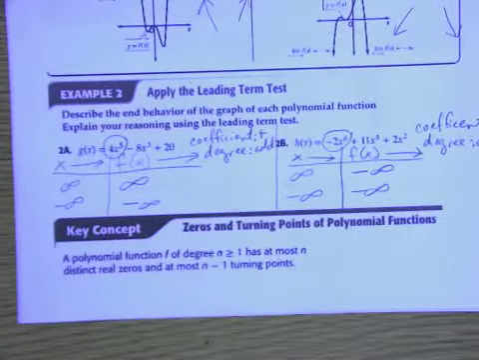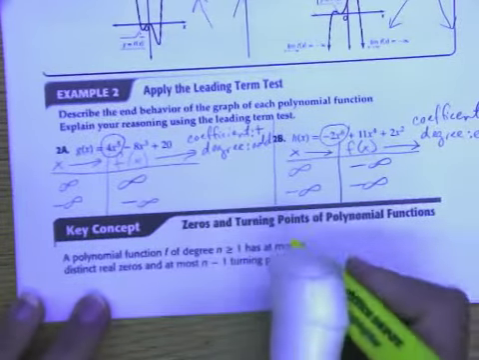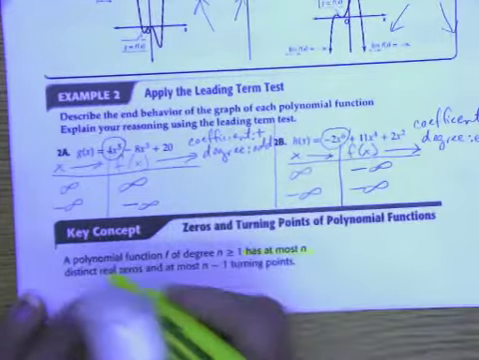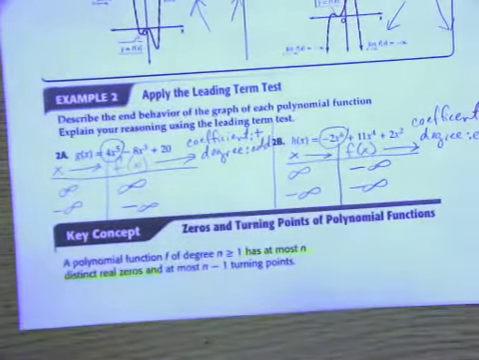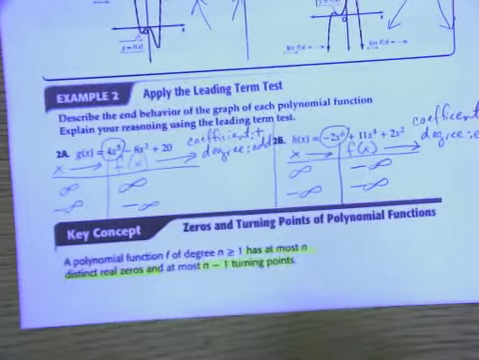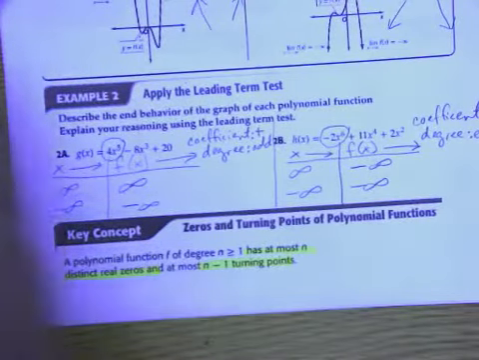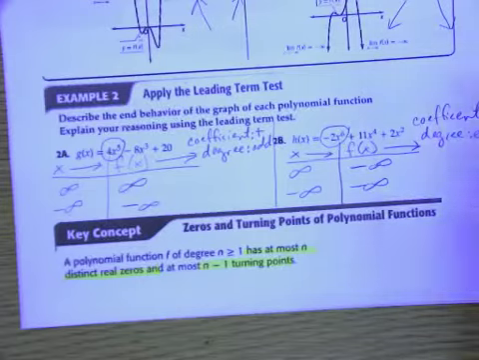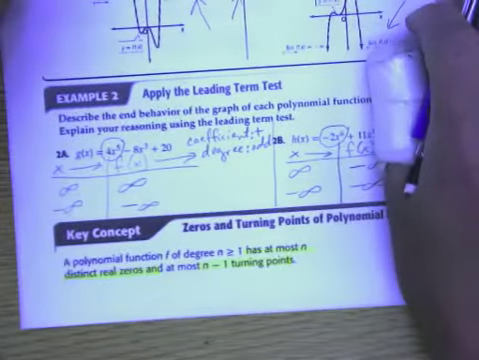The last key concept I could fit on this page is that when I have a polynomial function and I know its degree, that degree tells me the maximum number of real zeros. And at most, n minus 1 turning points.